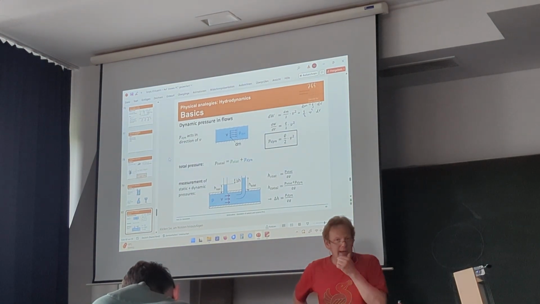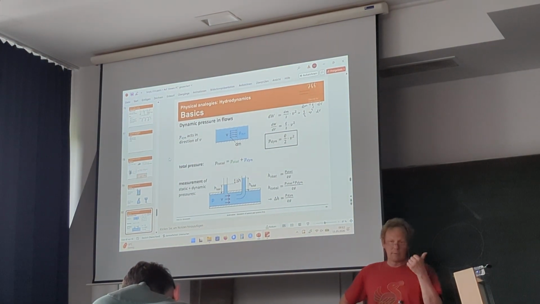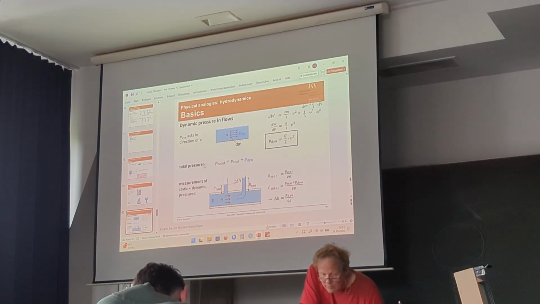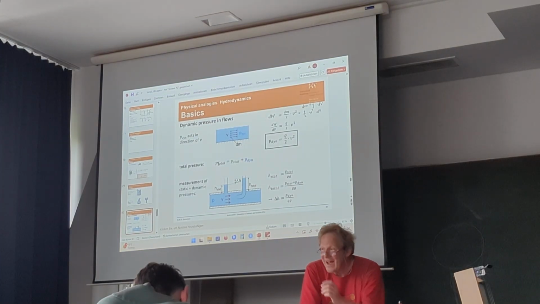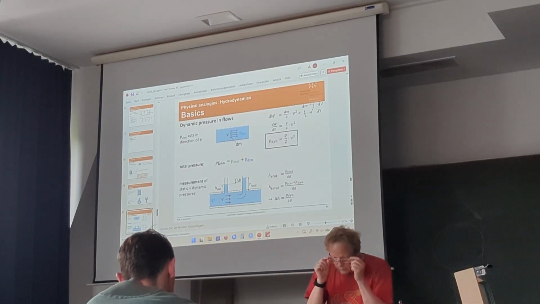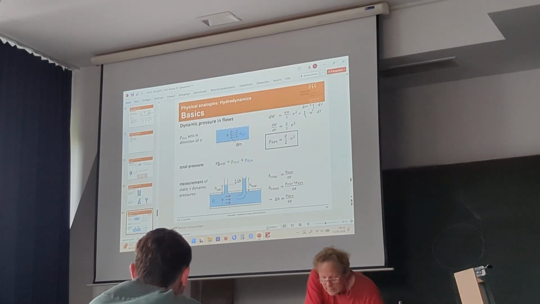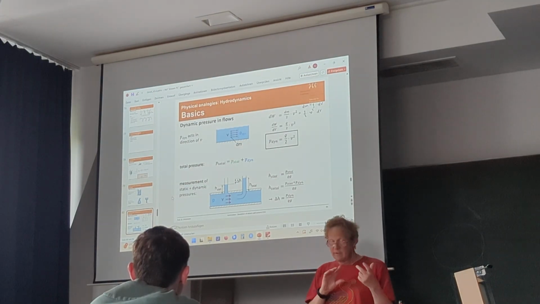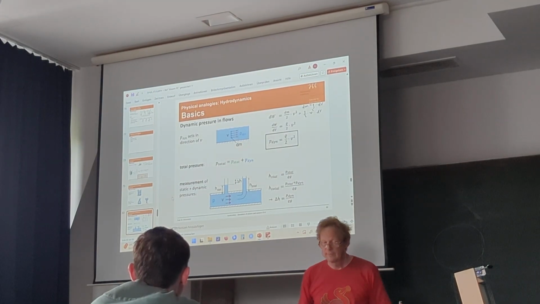Okay, so in a complete system, we have static pressure plus dynamic pressure. So we have a total pressure, and that is the potential quantity we need for our analogies, the total pressure. Well, we can measure these kinds of pressure individually or together.